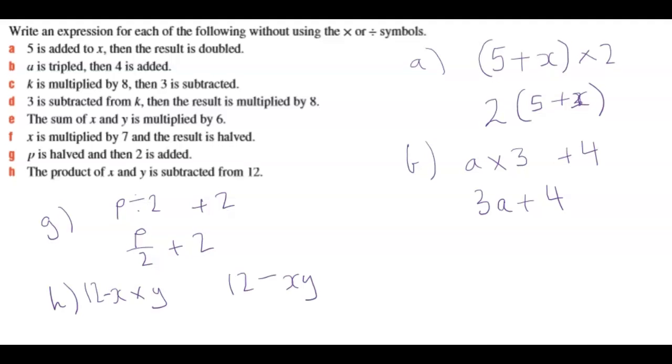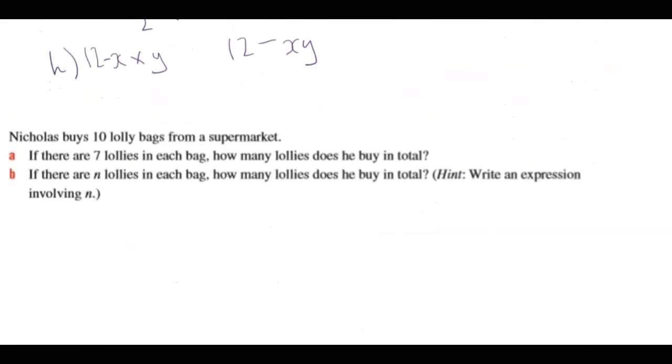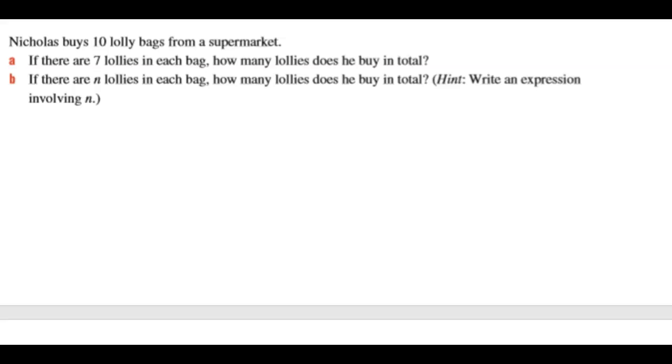Okay, so those other ones you will do as a part of this section. All right, so here we've got a worded problem. Nicholas buys 10 lolly bags from a supermarket. So question A, if there are 7 lollies in each bag, how many lollies does he buy in total? So he's got 10 lolly bags and 7 lollies in each bag, so he's got 70 in total. Okay, so no algebra really needed there.